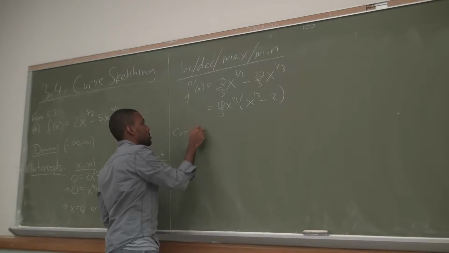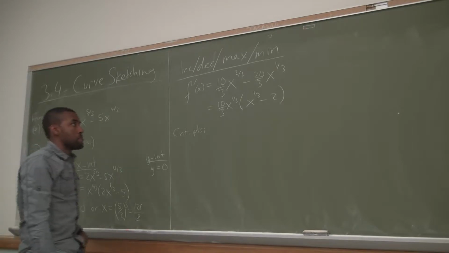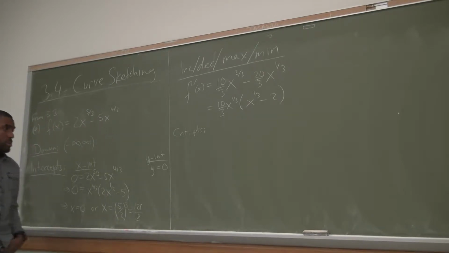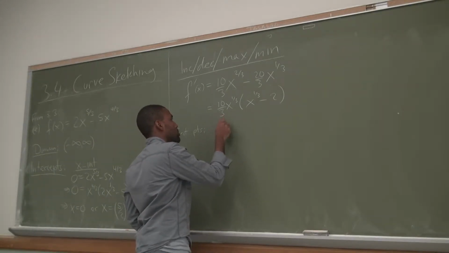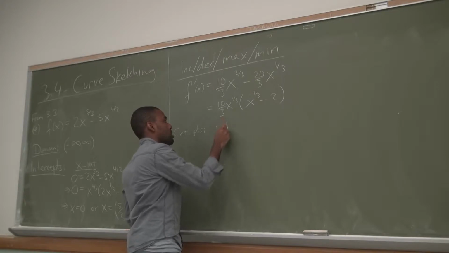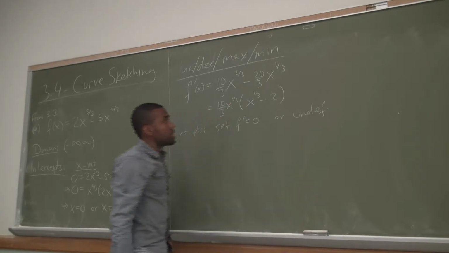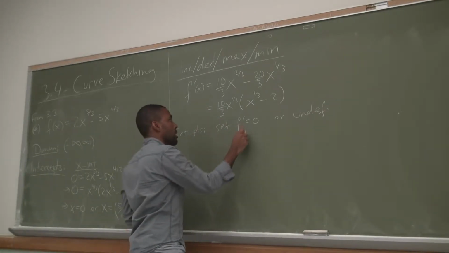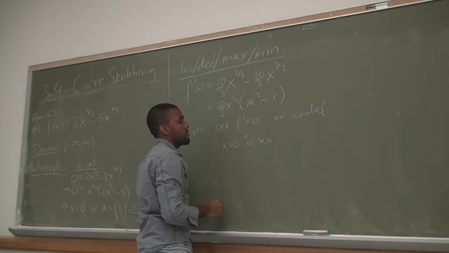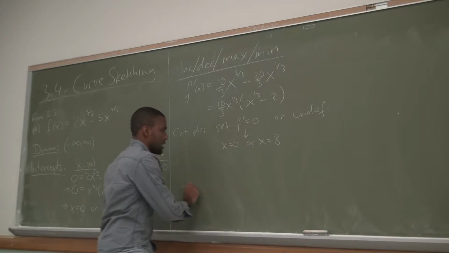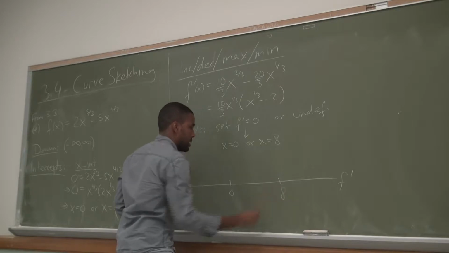Now I need to find the critical points. Where do these happen? Set f prime equal to 0 or undefined. It's not undefined, this is defined everywhere, so we just set these factors equal to 0. That means x equals 0 or x equals what number? 8. So now you're going to test this with the first derivative test. 0, 8.